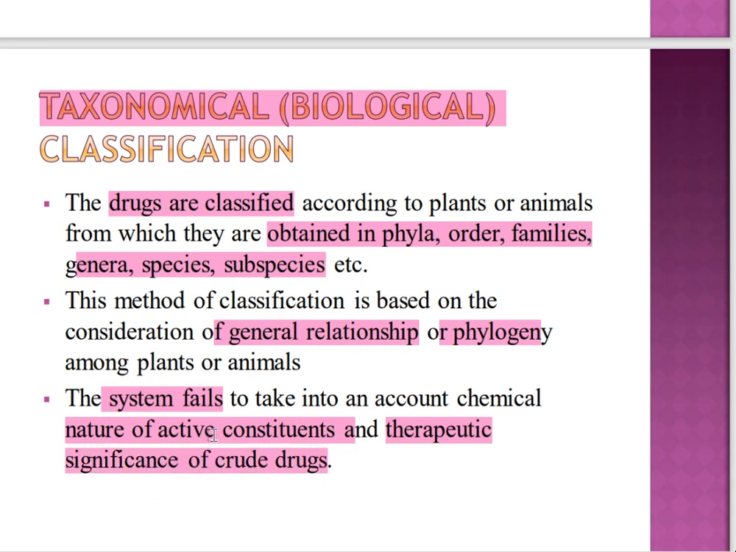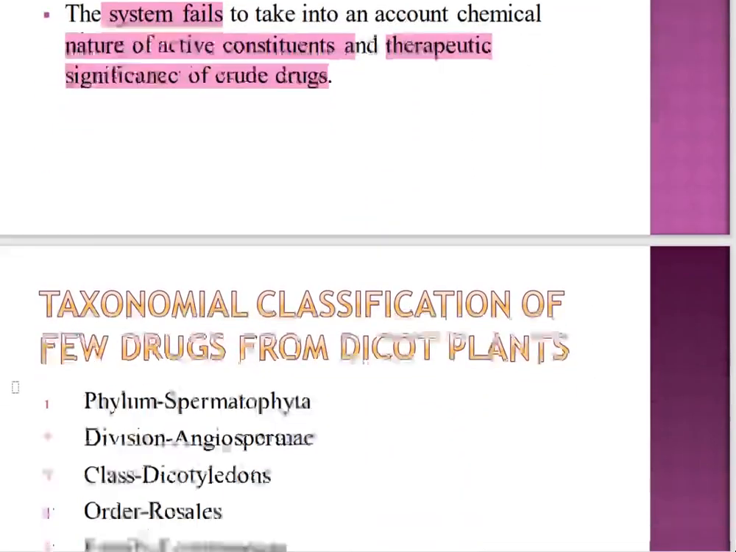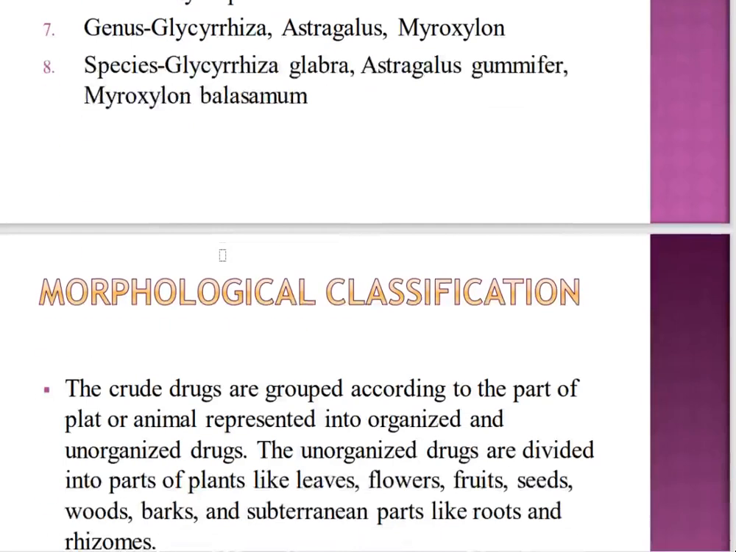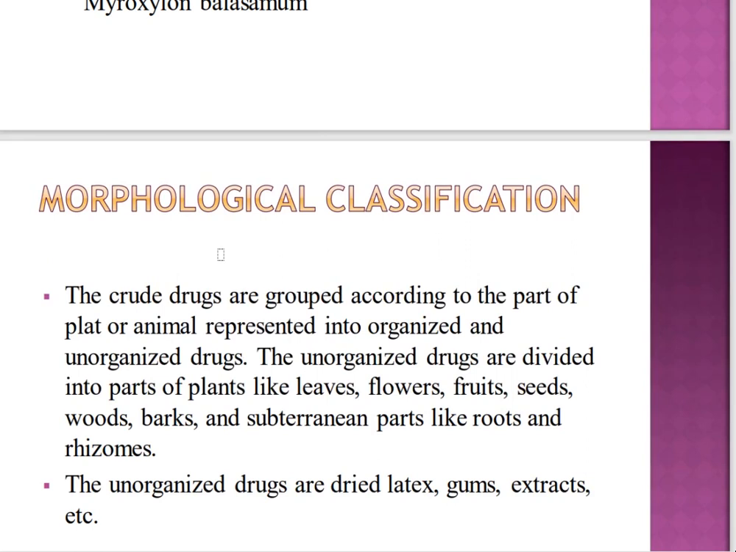Okay, so basically, what happens in taxonomical, any drug can be classified according to its phylum, spermatophyta, division angiosperm, class dicotyledons, order rosales, family leguminosae, subfamily papilionaceae, genus astragalus, glycyrrhiza, myroxylon, and then similarly its species, you have astragalus gummifer, myroxylon balsamum or glycyrrhiza glabra. This is the example of taxonomical, okay, which does not take into account any therapeutic or pharmacological action.